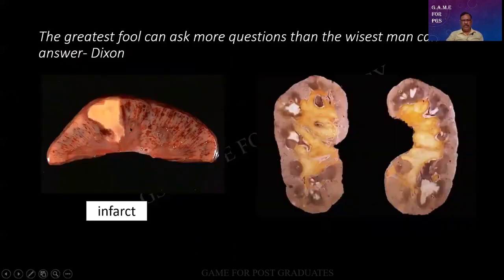This is another one, a classical wedge-shaped infarct. That's what I have been telling you people. So whenever there is an obstruction over here, this is just like the delta of a river. There is branching and rebranching. All these are affected, as a result of which there is an infarct which is triangular. Initially, it is congested, and later on, when there is the phagocytosis of the RBCs, it becomes pale in color. Whatever be it, please remember Dixon. The greatest fool can ask more questions than the wisest man can answer.